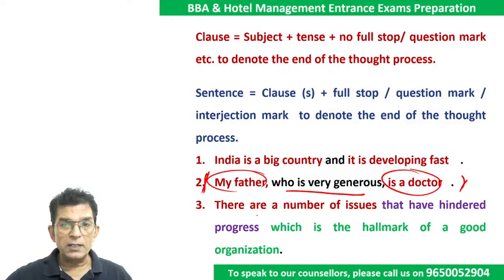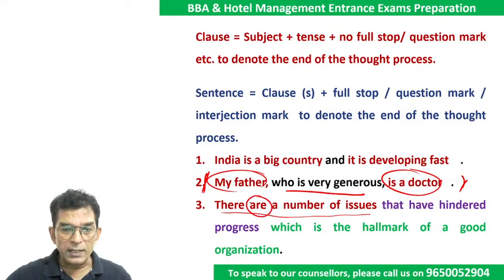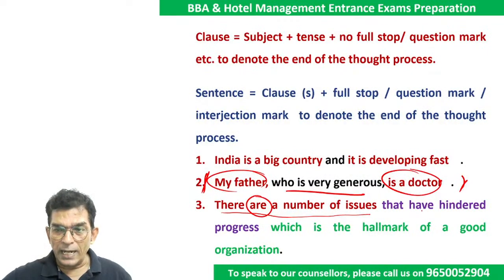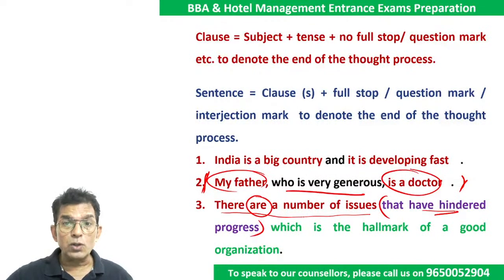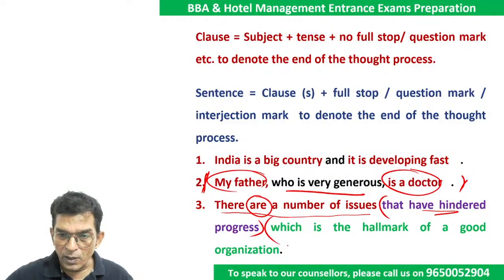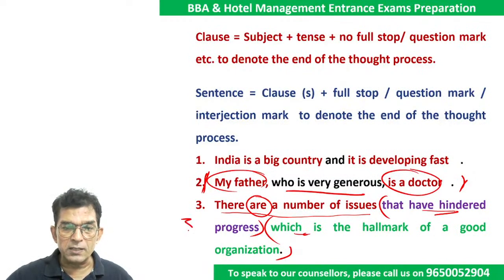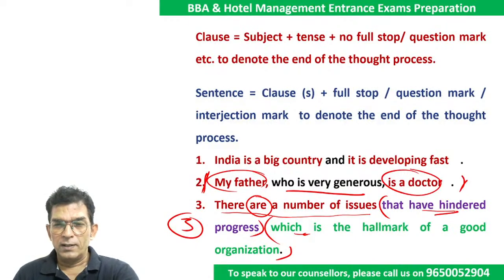Now come to the third sentence. See how many clauses there are. One tense, one clause, that has hindered another tense, another clause, two clauses. Again, we have another clause. Therefore, this sentence has three clauses.